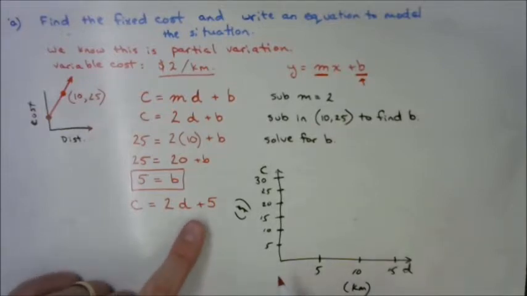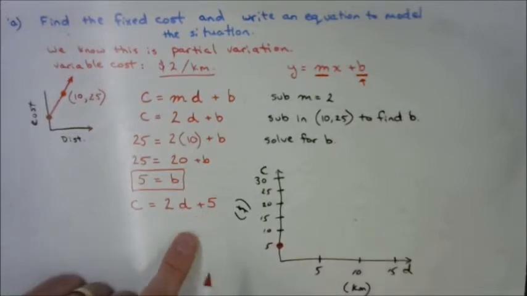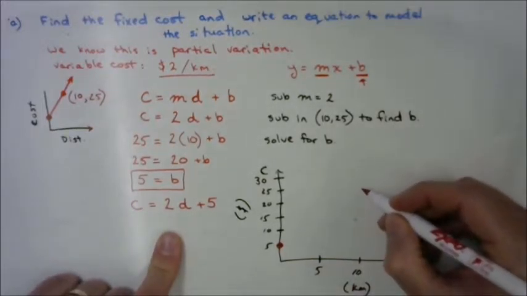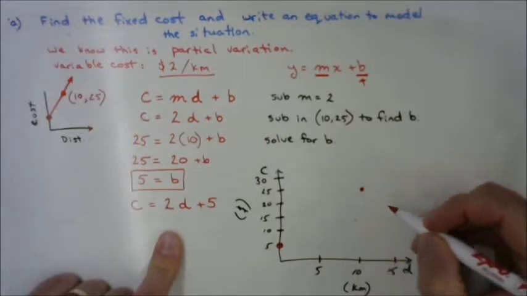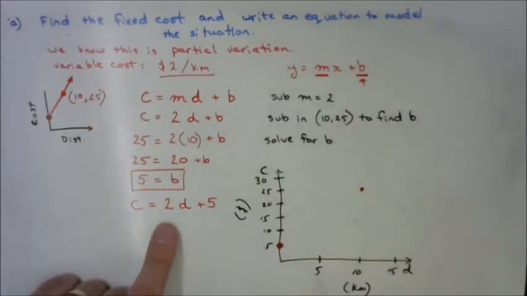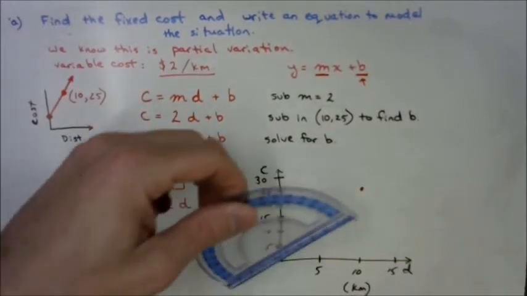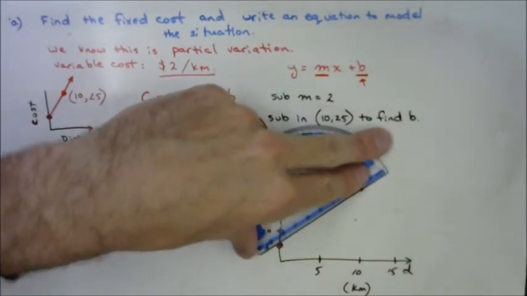We know that the fixed cost, the y-intercept, is 5. And we know it's going to go up a slope of 2, or we know it's going to go through 10, 25. Either way. It'd be up 2 over 1, up 2 over 1, or up 10 over 5. Be careful, don't use your blocks. Don't go up 2 blocks over 1 block, because your scale is not equal on the horizontal and vertical axes.